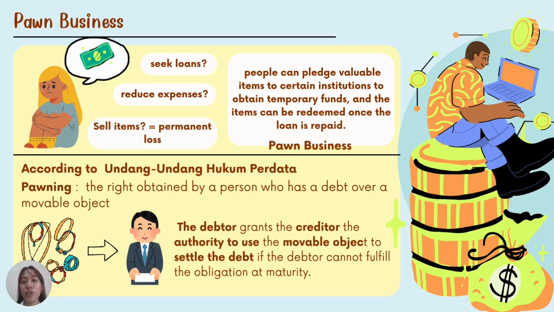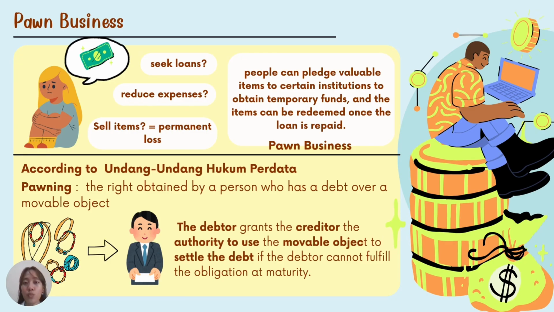And in such cases, people usually reduce unnecessary spending or seek loans from various sources, from neighbors and money lenders to other financial institutions. If the required funds are relatively small, it's not a problem as many cheap and fast sources are available. But those who have valuable items can obtain money by selling them. However, selling items means losing them, and sometimes the amount of money obtained is too large, which may lead to overspending. To overcome this problem, people can pledge valuable items to certain institutions to obtain temporary funds, and the items can be redeemed once the loan is repaid.